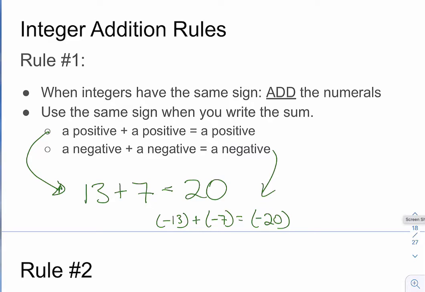A positive and a positive, the positive sign is going to be with our answer. Negative and a negative, our answer is going to be a negative. So that's rule number one. There's only two rules because there's only one other thing that can happen. Right now in this first rule, all the integers in each question have the same sign. So the only other thing that can occur is the integers have different signs. And that's where rule number 2 comes in.